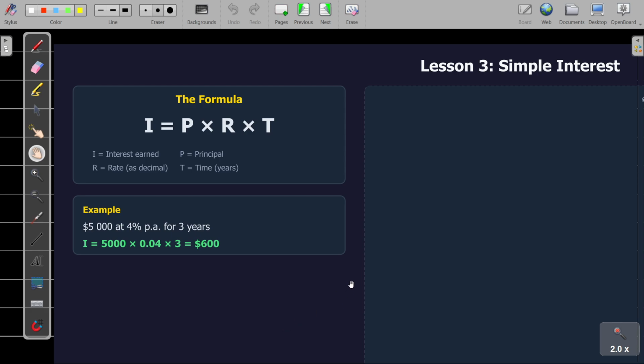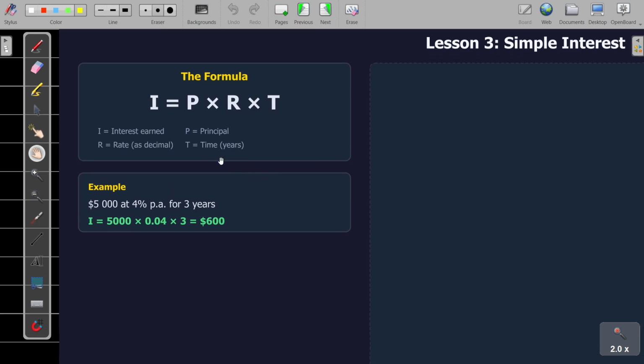If you put money in a bank, they pay you a percentage for letting them use it. So if you borrow money to buy a car, you have to pay a percentage on top of what you borrowed. This extra money is called interest. We're going to be learning about simple interest here.